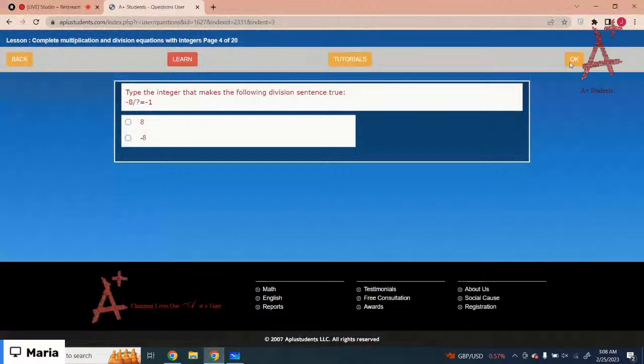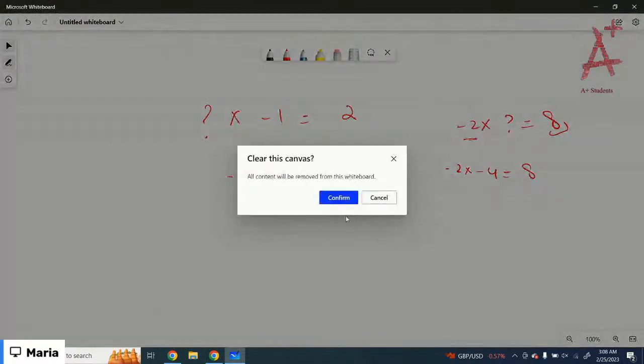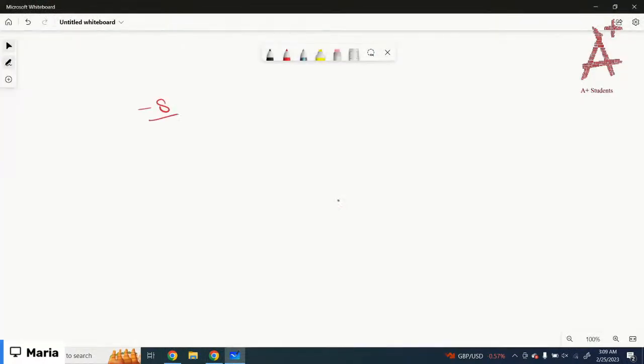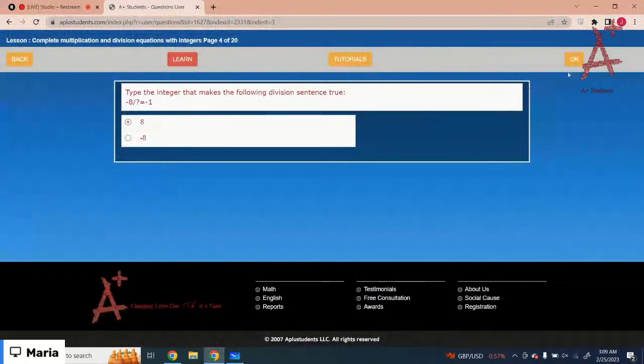The next one is negative 8 divided by missing number equals negative 1. You have to look for the number that when you divide negative 8 by it, the answer is negative 1. We know that when a number is divided by itself, the answer is 1. So it will be negative 8 divided by 8 equals negative 1, because the answer is negative and one of the given numbers is negative. That means the missing number is positive 8, so the correct option is positive 8.